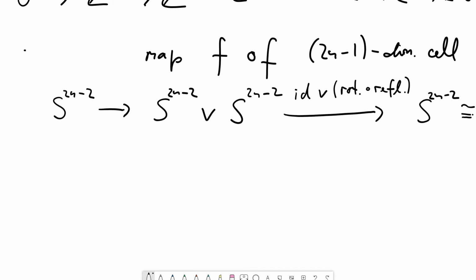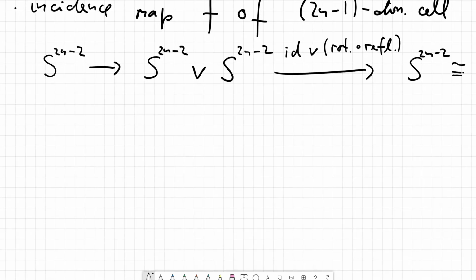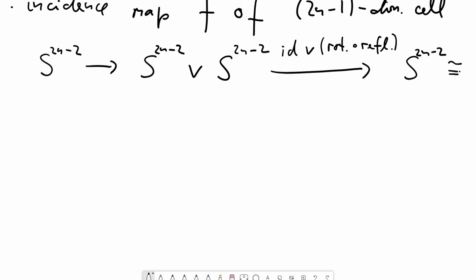Let's call it the incidence map. I think that makes sense because it defines the incidence number. So it's the incidence map F of the 2n-1 dimensional cell and the only 2n-2 dimensional cell in the lens space. So what does this map induce in 2n minus second reduced homology?